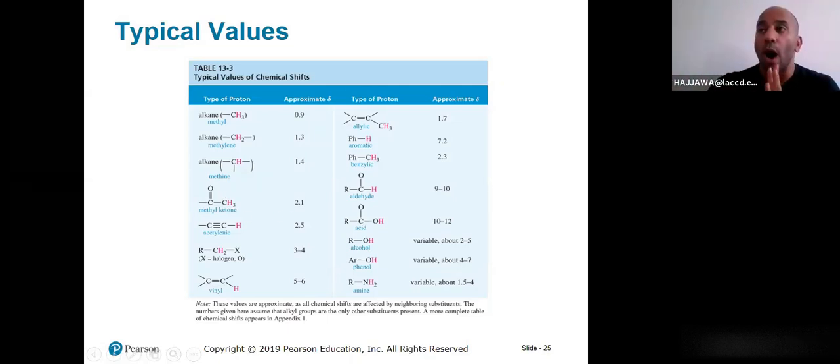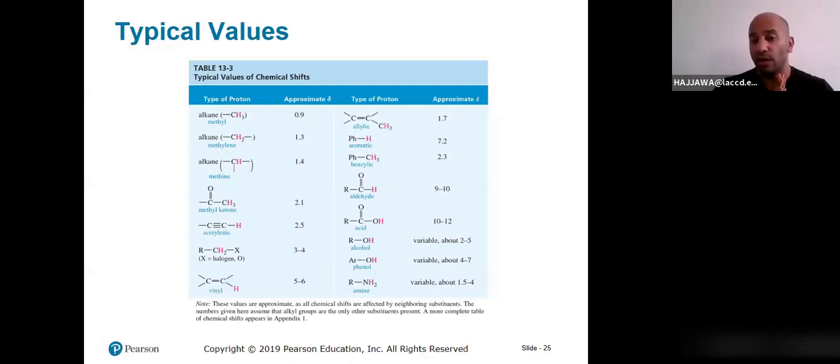So it takes it to 1 ppm due to the deshielding effect caused by the electronegative atom, which is oxygen in this case. You will see that also when you have a phenyl group attached to that methyl. It's about 2.3 ppm.